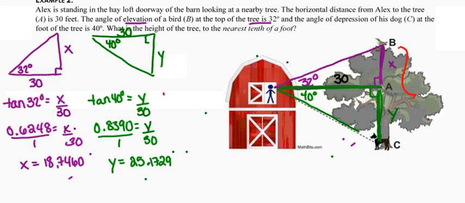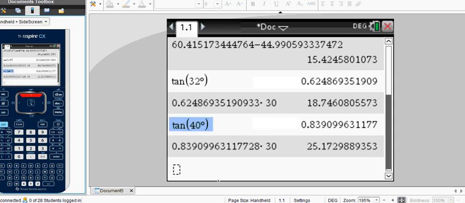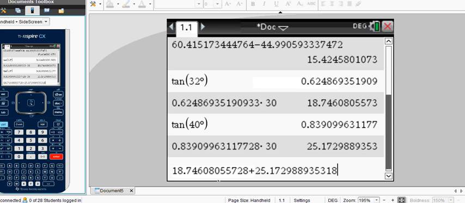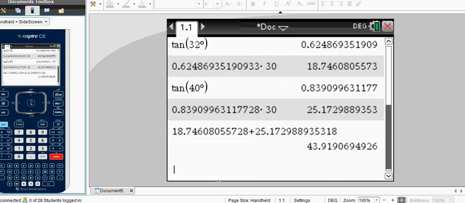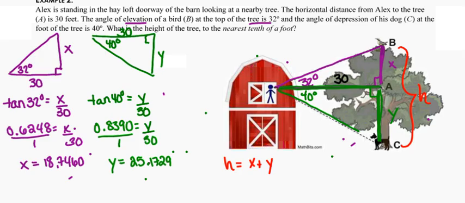And I'm being asked to find the height of this tree. The height of that tree is going to be the value of x from the purple triangle plus the value of y from the green triangle. And once again, I am not going to use these 4-digit decimals, but rather I'm going to go back to the calculator. I'm going to grab that whole 18.74 number, and to that, I'm going to add the entire 25.17 number. And then the very last thing that I'm going to do in my problem is round it to whatever I've been asked to round to, which in this case is the nearest tenth of a foot. So that tree to the nearest tenth of a foot is going to be 43.9 feet.